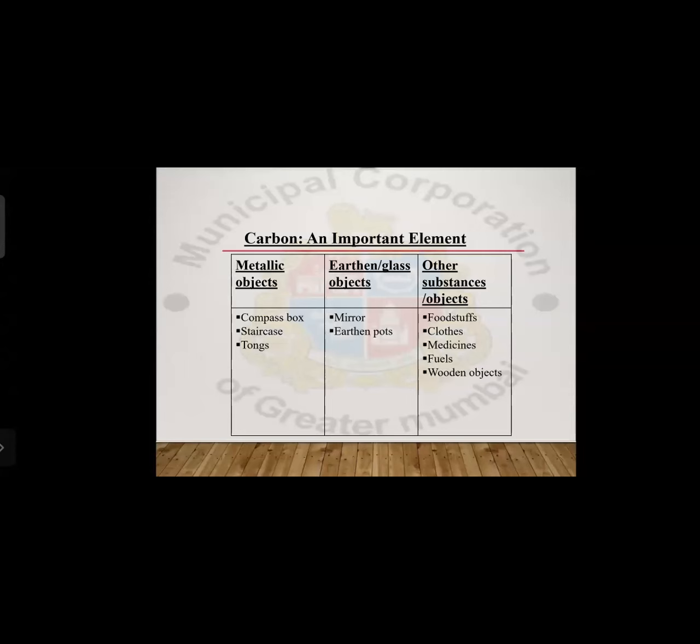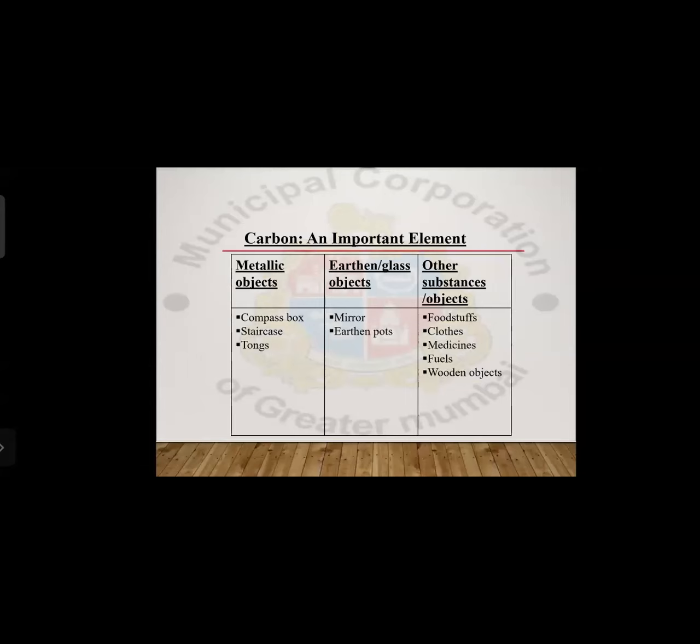I have written a few, and I hope you would get a long list. The metallic objects I wrote: compass box, staircase, tongs. Earthen or glass objects I wrote: mirror, which is a glass object, and earthen pots, like a surahi or matka as we say in Hindi, which we use for cold water in summer. Other substances I wrote: foodstuffs, clothes, medicines, fuels, and wooden objects.